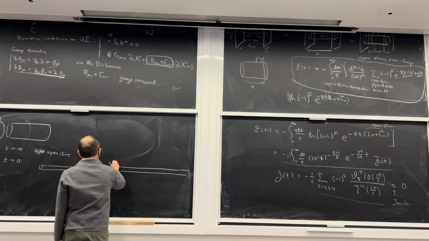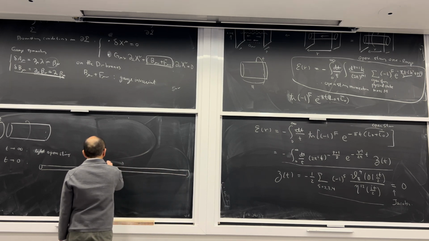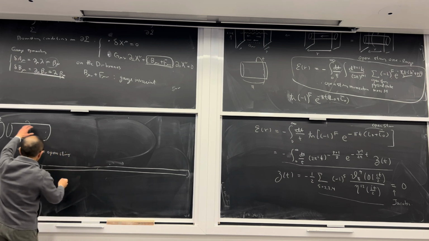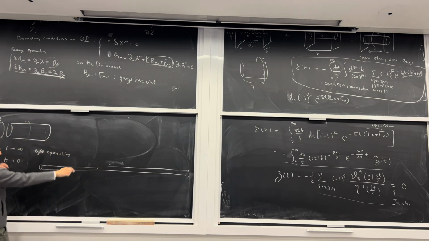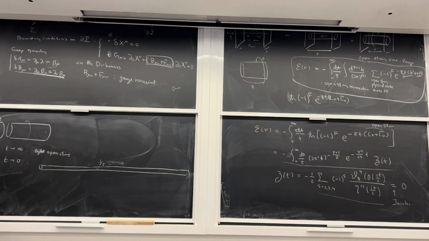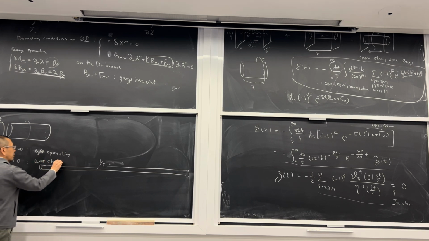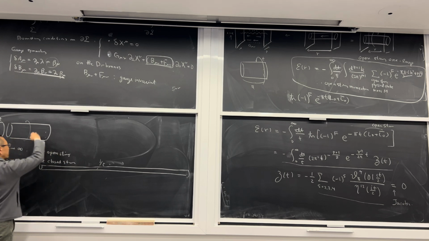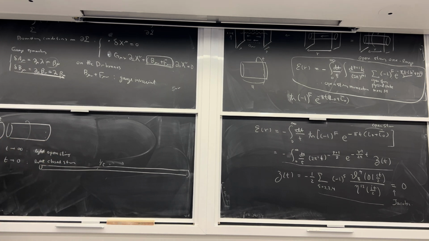So T is long. T is going to become long. Namely, the ratio, so this is this direction. If this is small, relatively this is large. So you have a very long cylinder. That means that when T is small, a light closed string contributes dominantly to this amplitude.